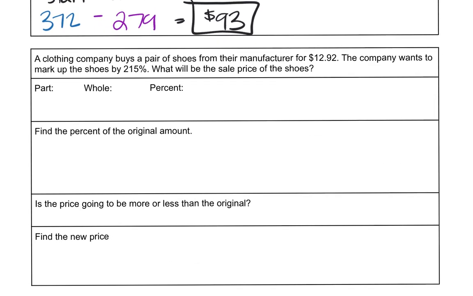This one says, a clothing company buys a pair of shoes from their manufacturer for $12.92. The company wants to mark up the shoes by 215%. What will be the sale price of the shoes? So the thing we don't know is the part, the cost. $12.92 is the whole, and the percent is 215%.